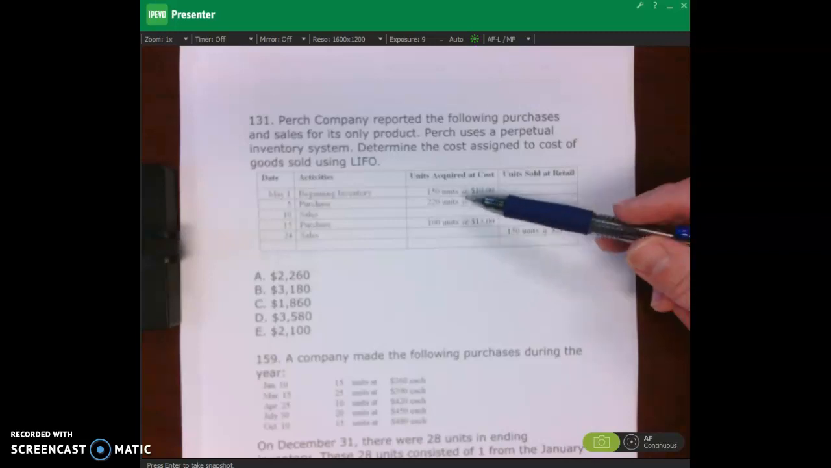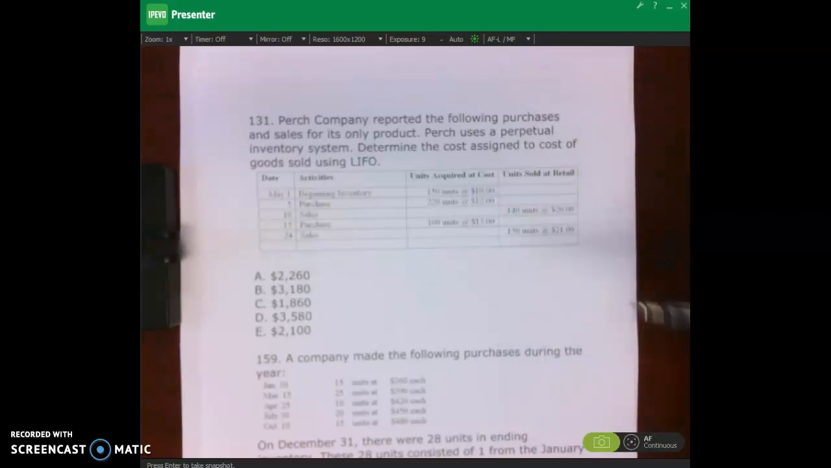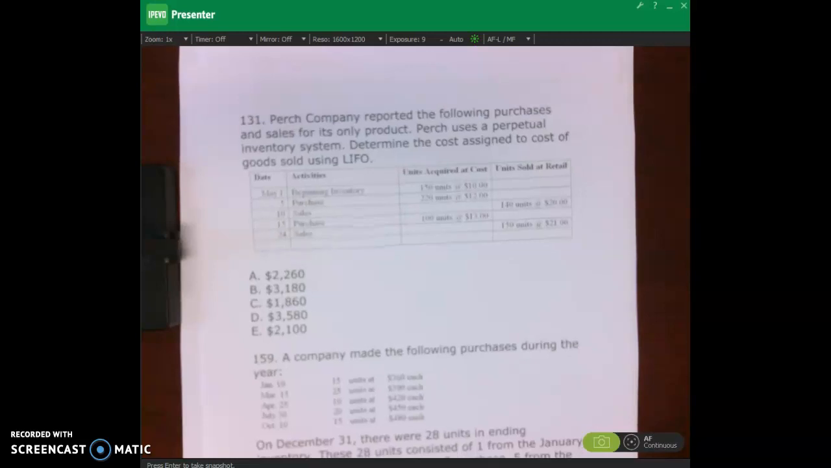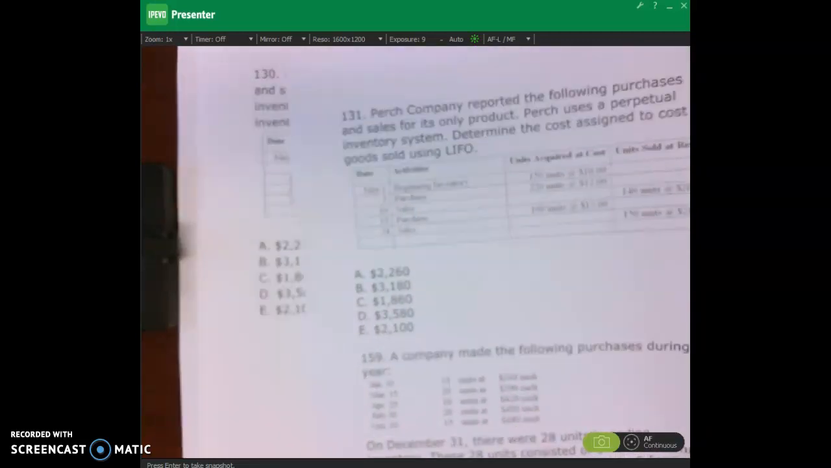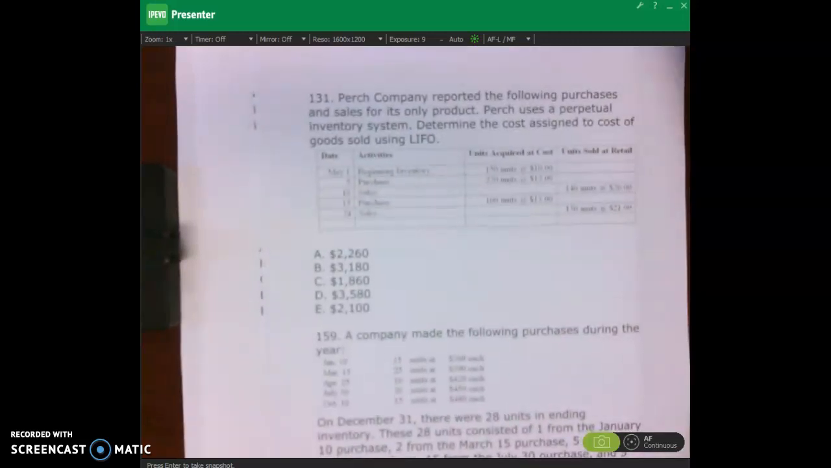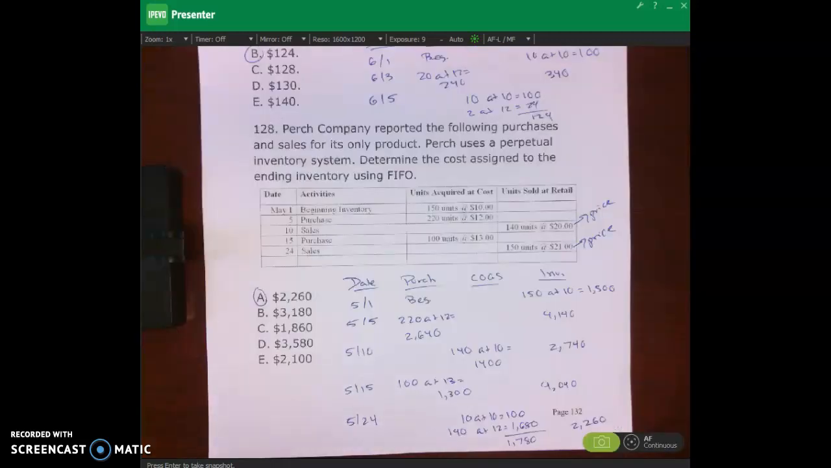So do through number 131 on page 135, and then we'll check it, and then we'll do the last one, 159, okay? All right, so pause the lecture video and give those a try. Thanks. All right, hello and welcome back. So let's see how you did.